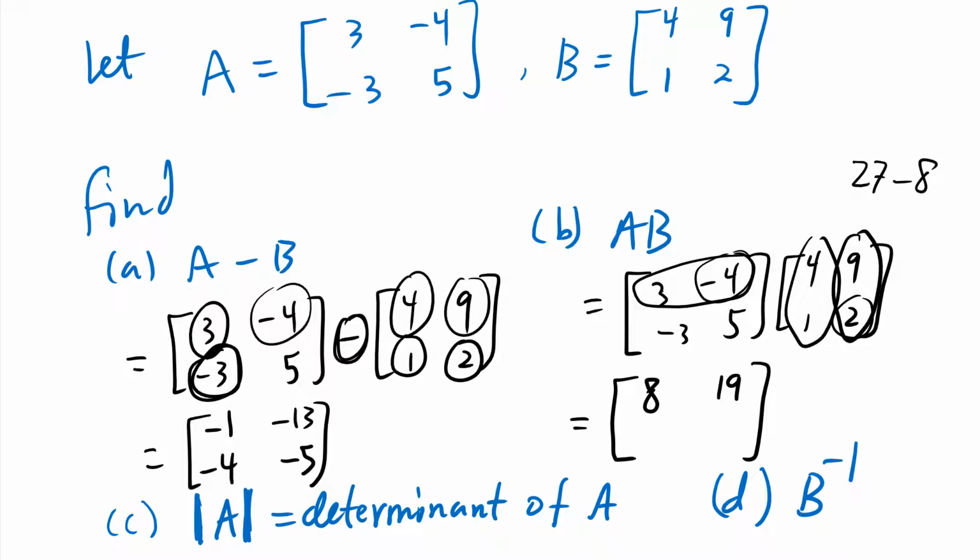Next row. So now we do this row by the first column. What do we get? Negative 3 times 4, negative 12, and 5 times 1, 5. That's negative 7. Same row by the next column: negative 27 plus 10, negative 17.